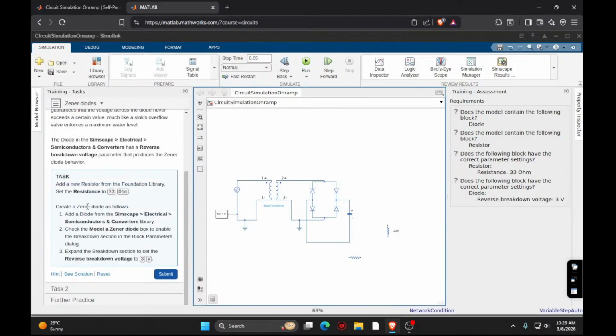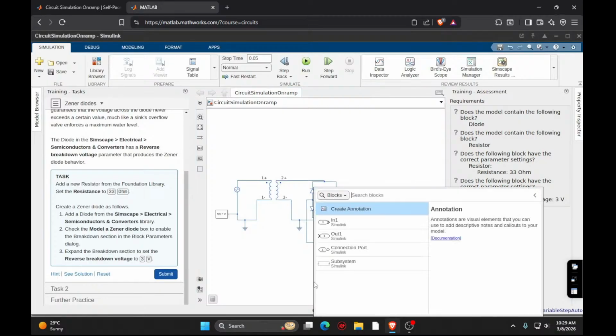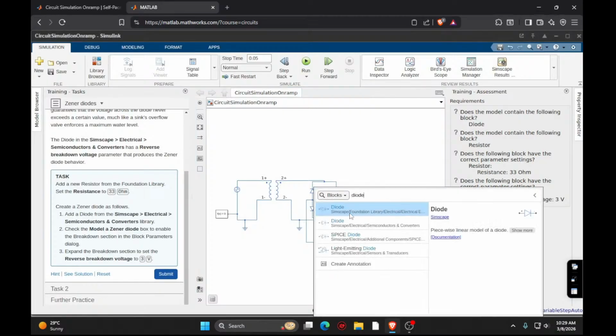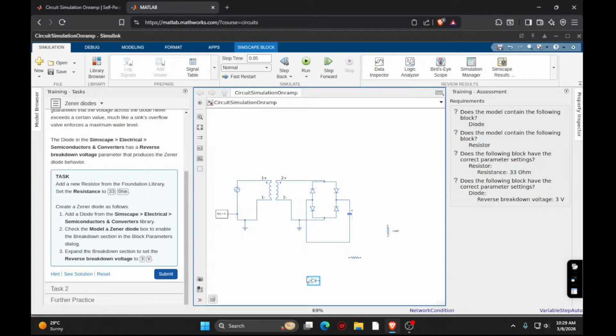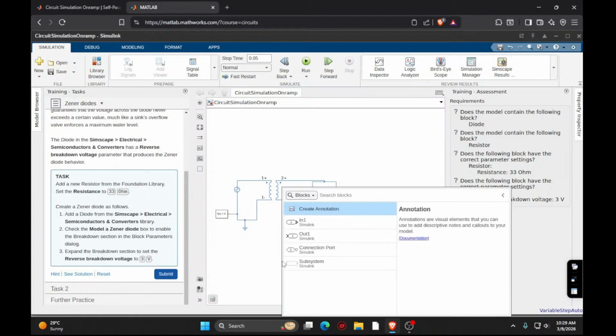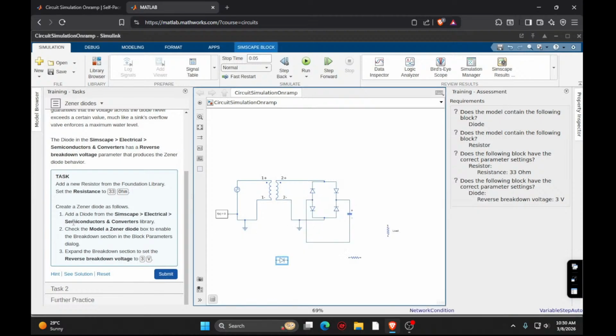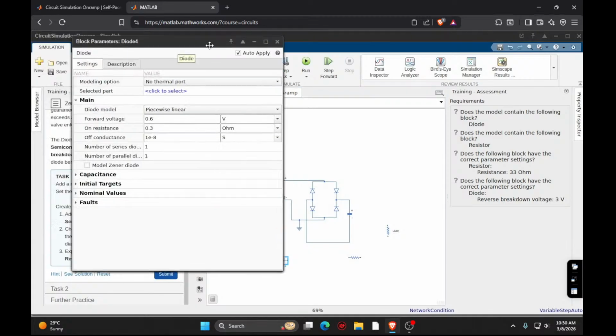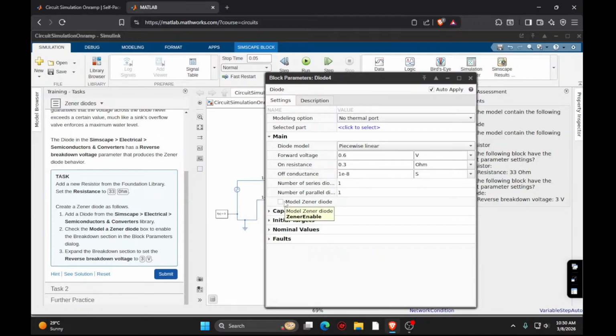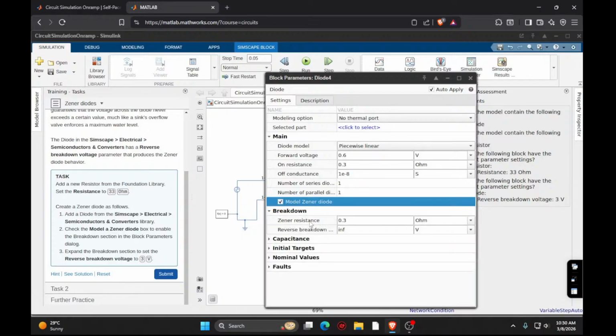Then what do I have to do? Create a Zener diode as follows. Add a diode from the, sorry, not the Foundation library, from the Electrical Semiconductors library. Check the model Zener diode box to enable it. In the breakdown section I have to set the value to 3 volt. Reverse bias has to be 3 volt. Okay.